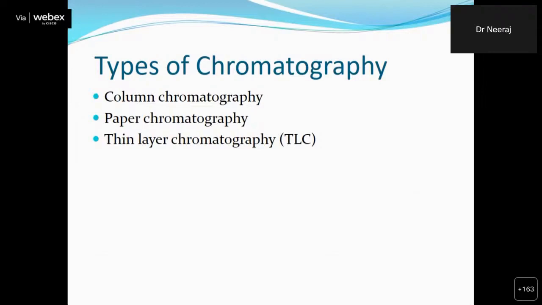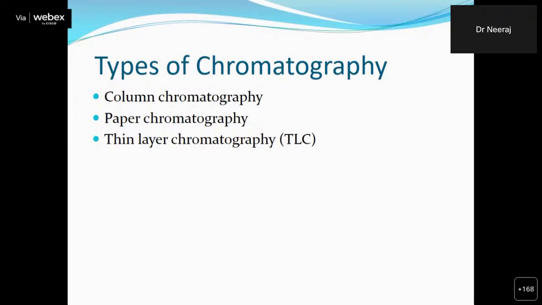Start with, there are three types of chromatography. The first is column chromatography. Second is paper chromatography, and third is thin layer chromatography. I'm just repeating again because this chapter is totally dependent on these types. The type one is column chromatography. Second is paper chromatography, and third one is thin layer chromatography.